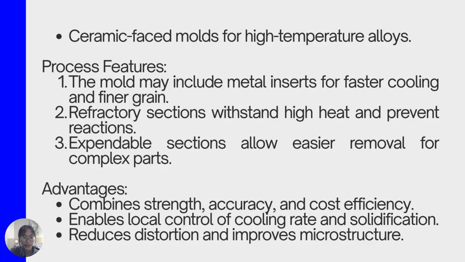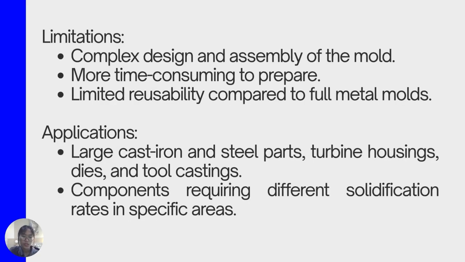Similarly, ceramic or graphite layers can be added to improve heat resistance or prevent chemical reaction between the molten metal and the mold. This process provides better thermal control, improved surface finish, and dimensional accuracy while reducing overall material cost. It's especially useful for large or complex parts where different sections of the mold require different cooling or strength characteristics. Composite molds are commonly used for turbine housing, large cast iron parts, and tool or die components. Although mold preparation is more complex, the resulting casting exhibits superior quality and performance compared to conventional sand molds.